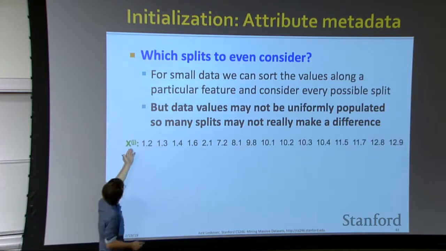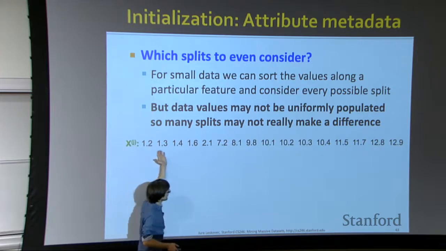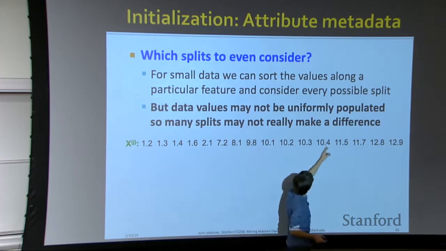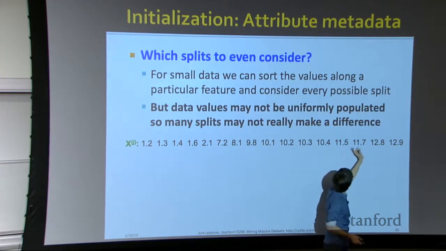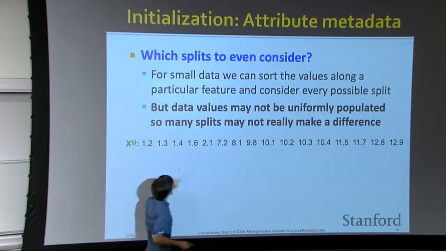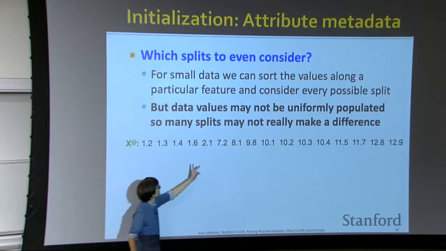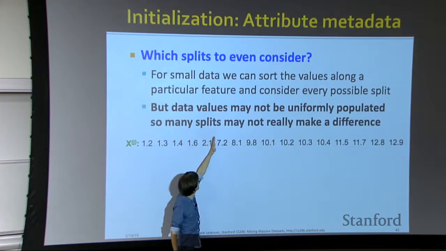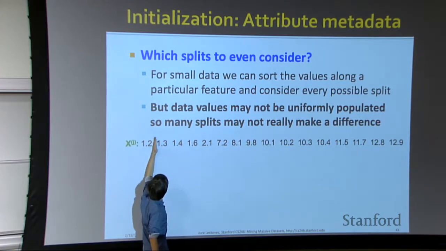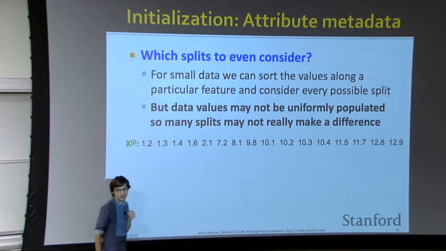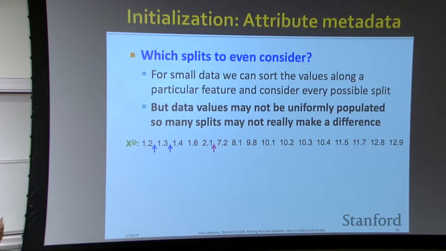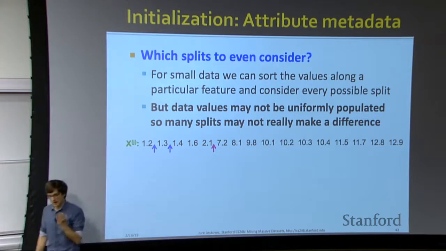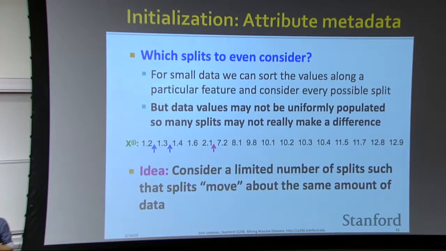So imagine I have a particular attribute j that has the following values. You see how it's super concentrated here around 10, and then something around 11, and here, so it's highly non-uniform. While here, I have a big gap between 2 and 7, so this would be a good split. While here, maybe I don't care whether I split at 1.2 or 1.3. So there are different choices I may want to make. How do you even consider candidates for splits?